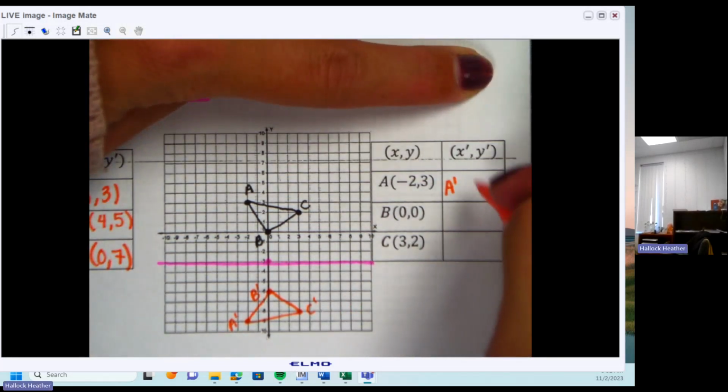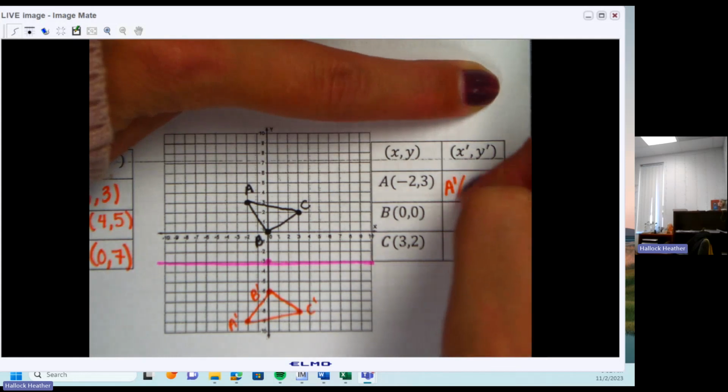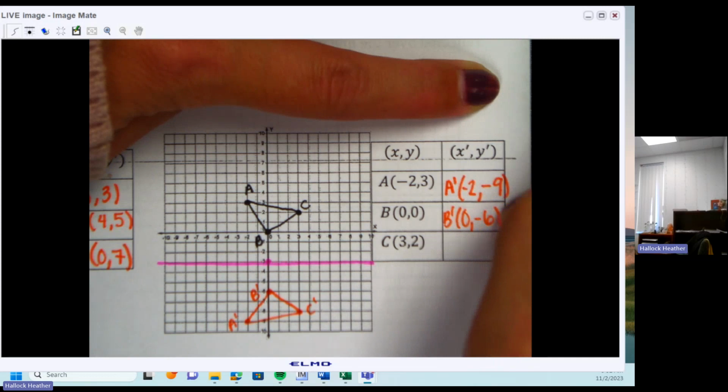So A prime should end up at -2, -9. B prime was at 0, 0. Now it's at 0, -6. And C prime was at 3, 2. Now it's at 3, -8.